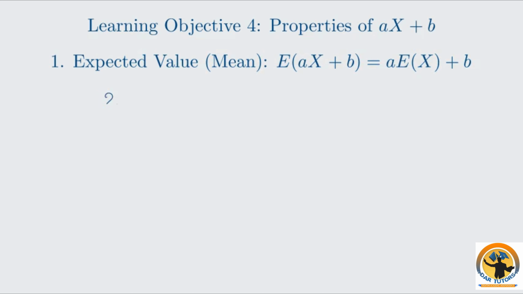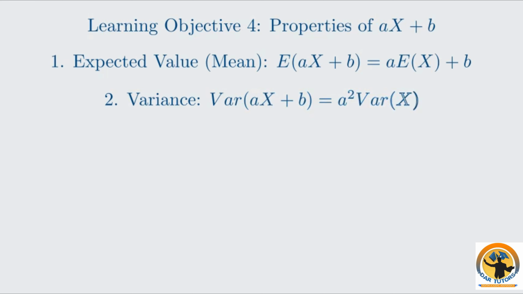The variance behaves differently. The formula for the variance of y equals ax plus b is a squared times the variance of x. Notice two things. The constant b disappears, and the constant a gets squared. Adding a constant b shifts the entire distribution, but it doesn't change its spread. However, multiplying by a scales the spread, and the variance is a squared measure of spread. So a must be squared as well.